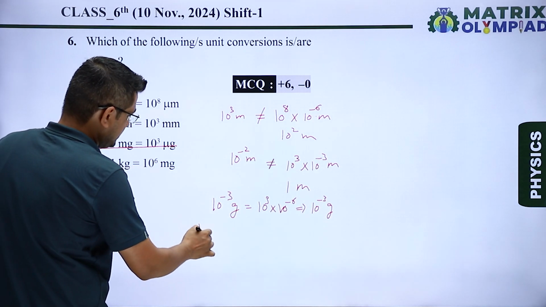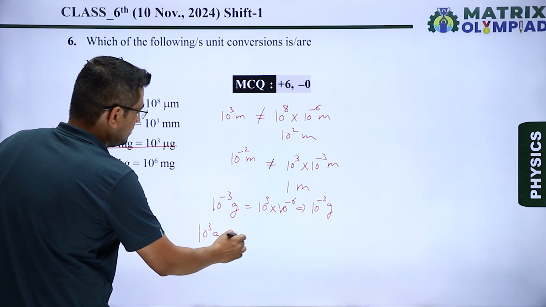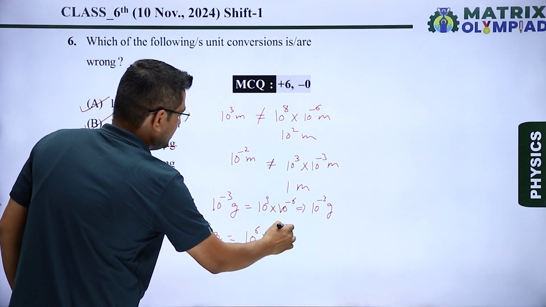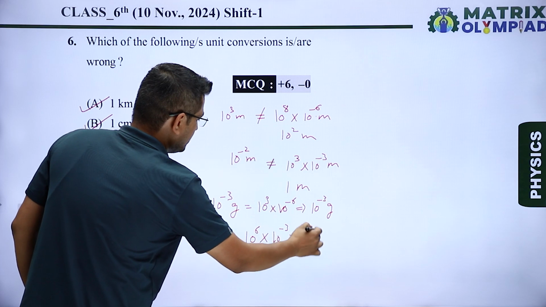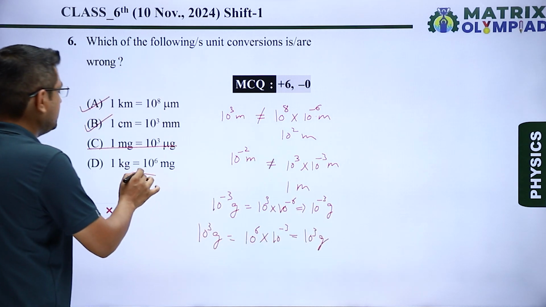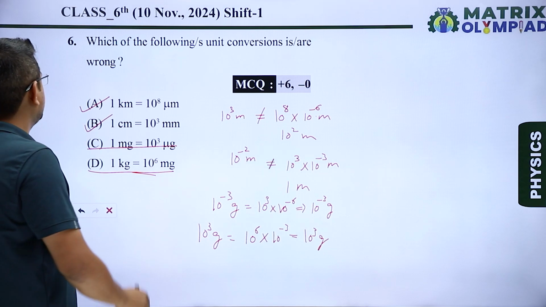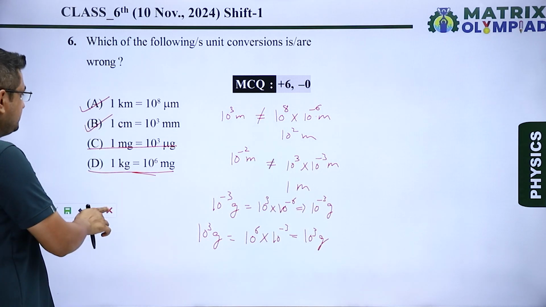So 1 kg means 10 to the power 3 grams. 10 to the power 6 multiplied with 10 to the power minus 3 is equal to 10 to the power 3 grams. This is also correct, but we have to choose the wrong one. So this is also not our correct option. So the correct answer is option A and option B.